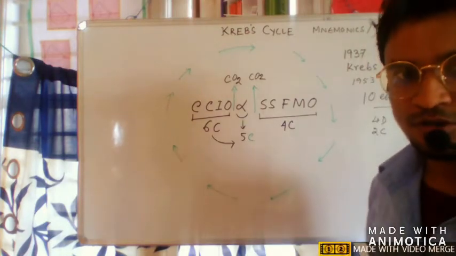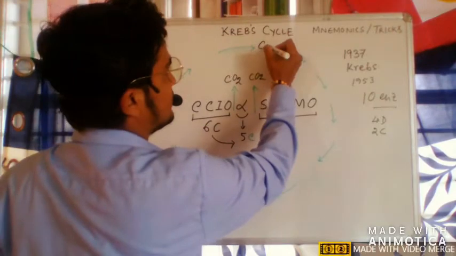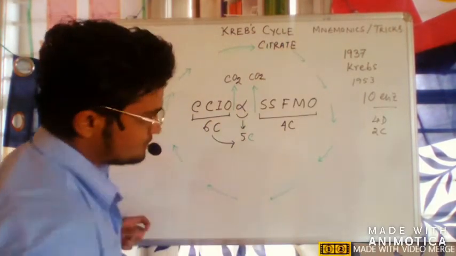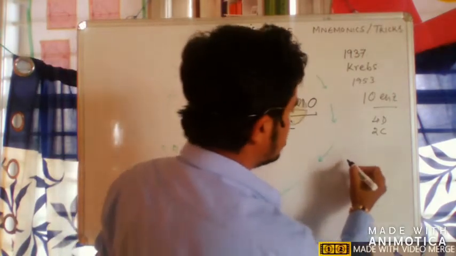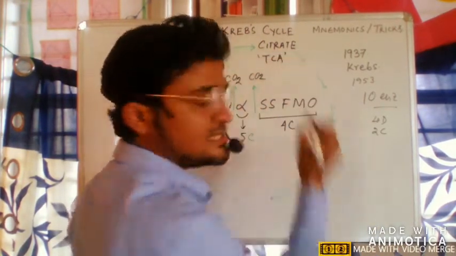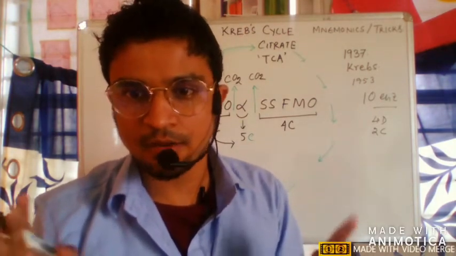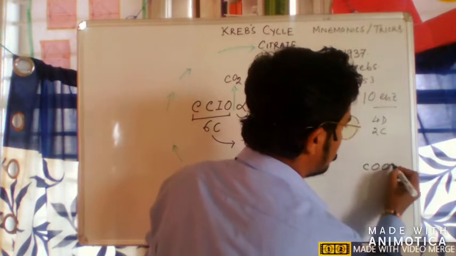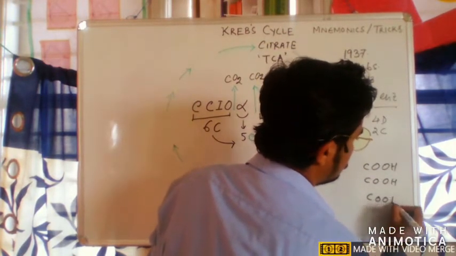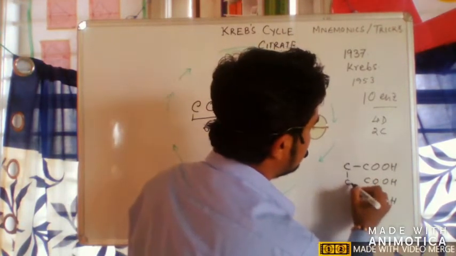First you note this concept down, then you can put the names here. So here is citrate. Now the structure of citrate, if I draw it here, you can see the name of the cycle is TCA cycle, that is tricarboxylic acid cycle. That means tricarboxylic groups are present. So draw three carboxylic groups, then connect them with the carbons.